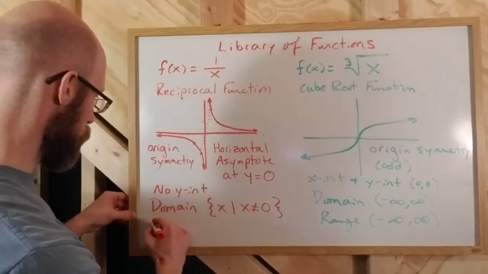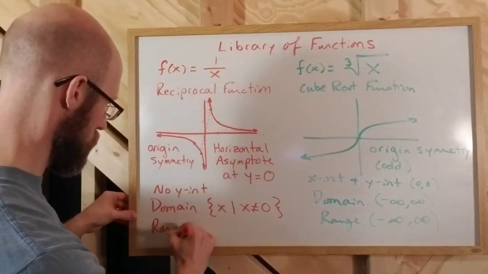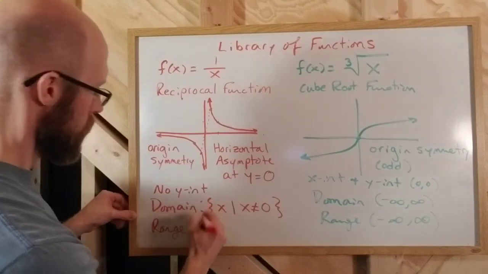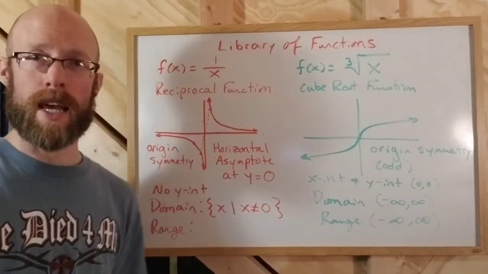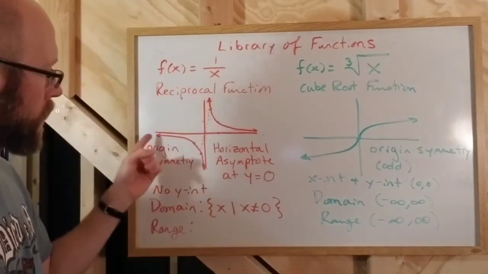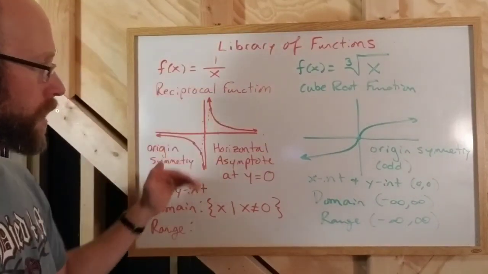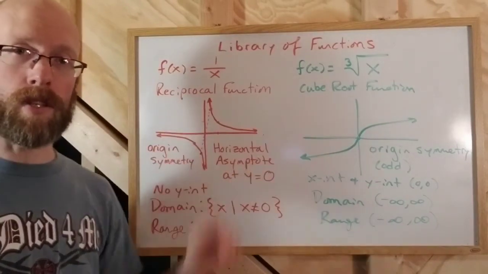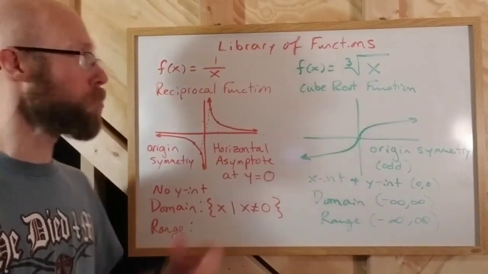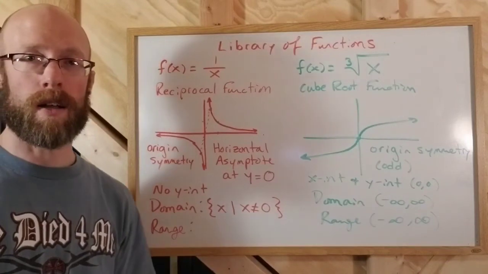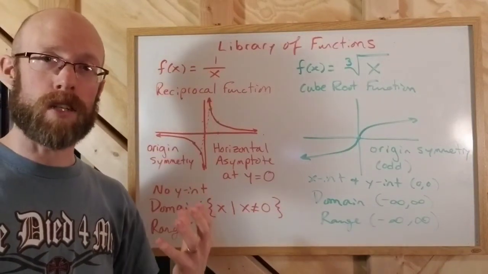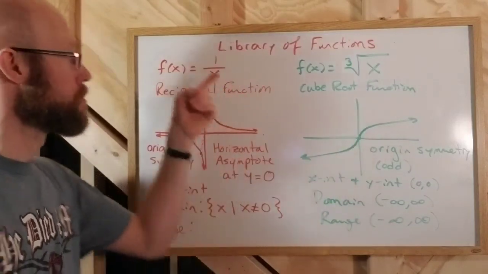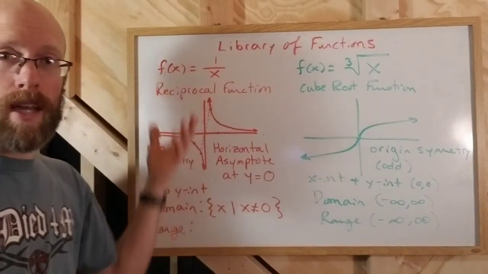In addition to that, the range is all real numbers except 0. 0 is the only thing I can't hit. I can hit every positive number and I can hit every negative number in the range vertically, but I never hit 0. 0 is an impossible output from this fraction. In fact, the only way to make a fraction equal to 0 is if the top is 0. But the top of this is always 1, so I can't have that.